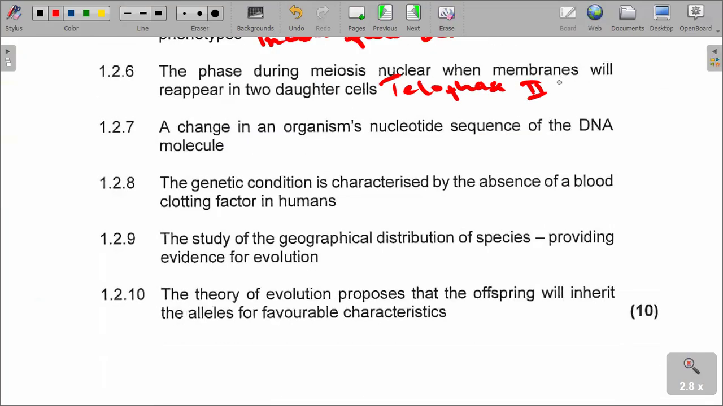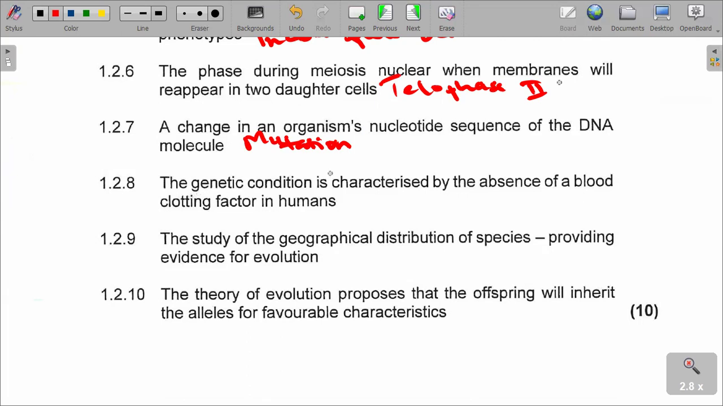A change in an organism's nucleotide sequence of the DNA molecule. We call that mutation. A change in a nucleotide sequence of a DNA molecule is called mutation.